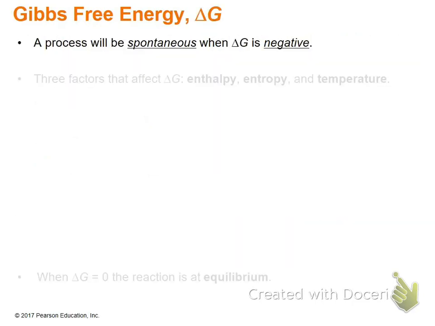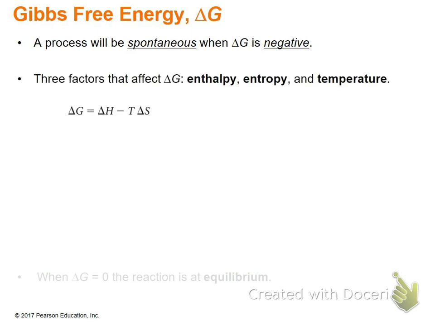All right, so again, delta G is negative for a spontaneous process. And by simply looking at the equation here for the change in Gibbs free energy, we know that there are three variables, three factors that will affect the value of delta G. There's enthalpy, entropy, and temperature. So make sure you know these three variables. So how would delta G be affected by the change in the values of these three factors?